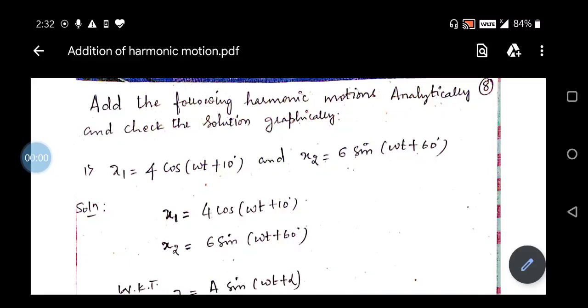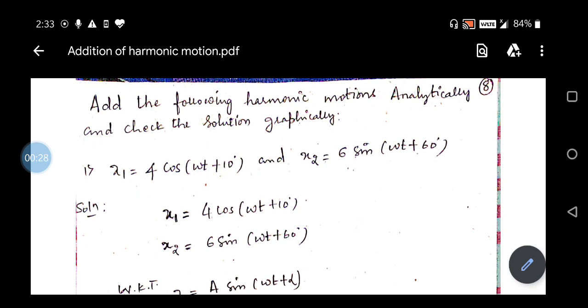I welcome you all for the third lecture on unit number 4, that is Introduction to Vibrations. In the previous class, we discussed the addition of harmonic motions, and in today's class, we are going to discuss the addition of harmonic motions analytically and also prove the same results graphically. So let us start with the first problem.